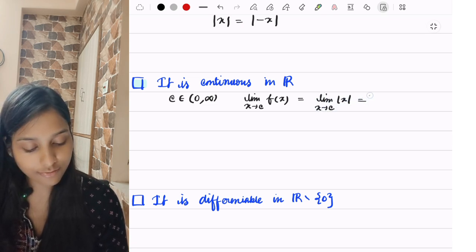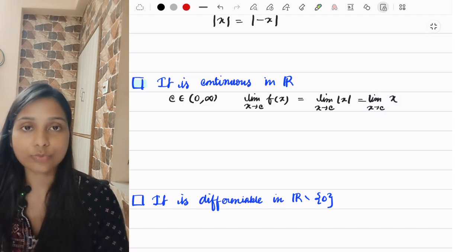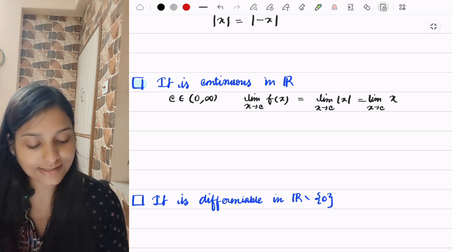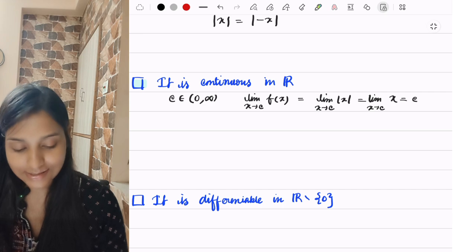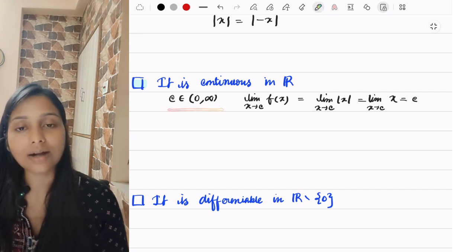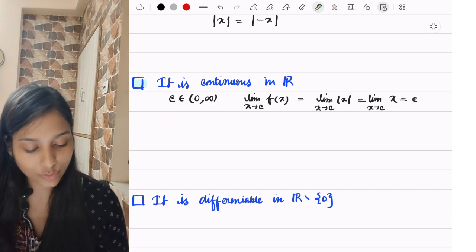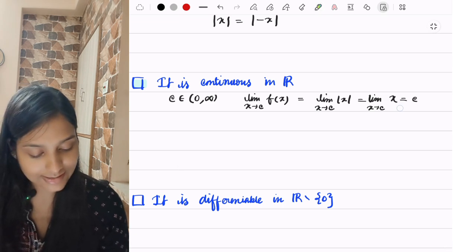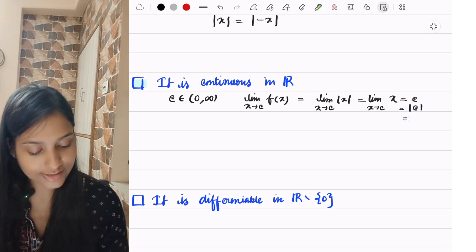Here the function must be x, as we are considering the positive part of the x axis. So it must be C, and as C lies in this 0 to infinity part, f of C will be equal to the same value. Here we can write it as mod C. So, it is f of C.